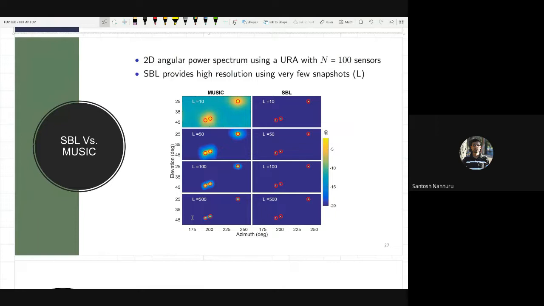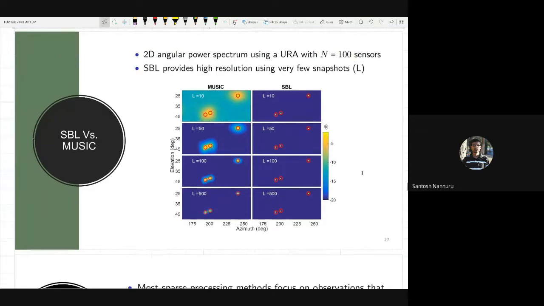So that's the disadvantage, that MUSIC needs a large number of snapshots to work well. Whereas that's not the requirement for SBL. Even with few, sometimes as few as one snapshot, you can get good results. So it's able to resolve even better than MUSIC. That's what I'm trying to show here.